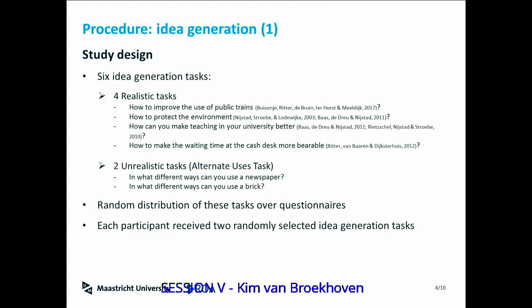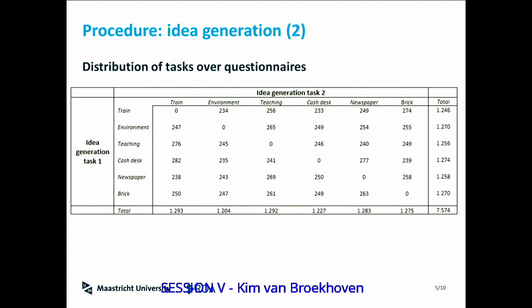So, how did we do this? For the study design, we had 6 ID generation tasks. We call them here realistic and unrealistic tasks, but as we already saw this afternoon, they are first order or second order problem solving tasks. So basically 2 unrealistic ones were the alternate uses tasks, and then these 6 ID generation tasks were randomly distributed among the questionnaires. This means that each questionnaire received 2 randomly selected ID generation tasks, so each participant did 2. So this is then the distribution of the tasks.